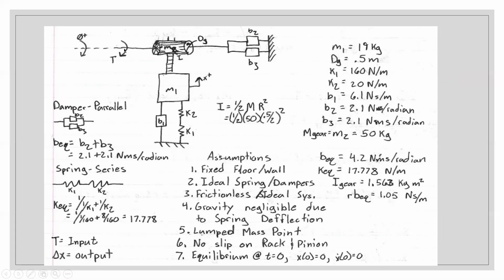Our input is going to be the torque that's being applied on the system, and our output is going to be the displacement X. Now, here are the other givens that we were given in the problem: the mass of the block, the diameter of the gear, as well as the two series springs. B1 is the damper, and then B2 and B3 are the parallel dampers up here, as well as the mass of the gear. Now, from the mass of the gear, we needed to find the moment of inertia.